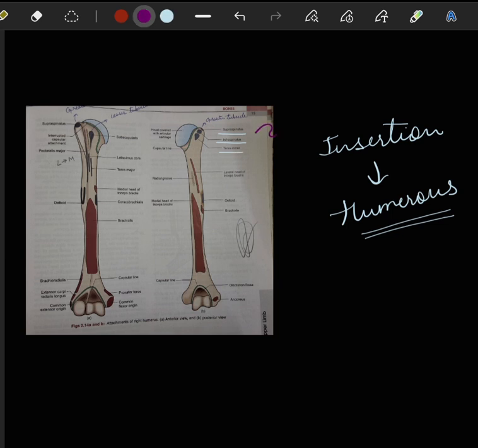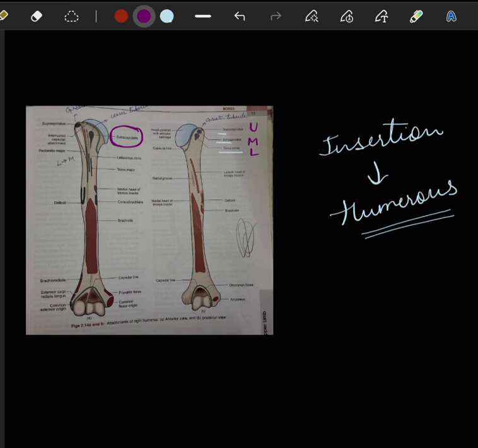So supraspinatus takes the insertion at the upper impression, infraspinatus at middle impression. Oh, sorry, not greater. This is upper impression, this is middle impression, and this is lower impression. Okay, and then we will see our subscapularis takes insertion at lesser tubercle.